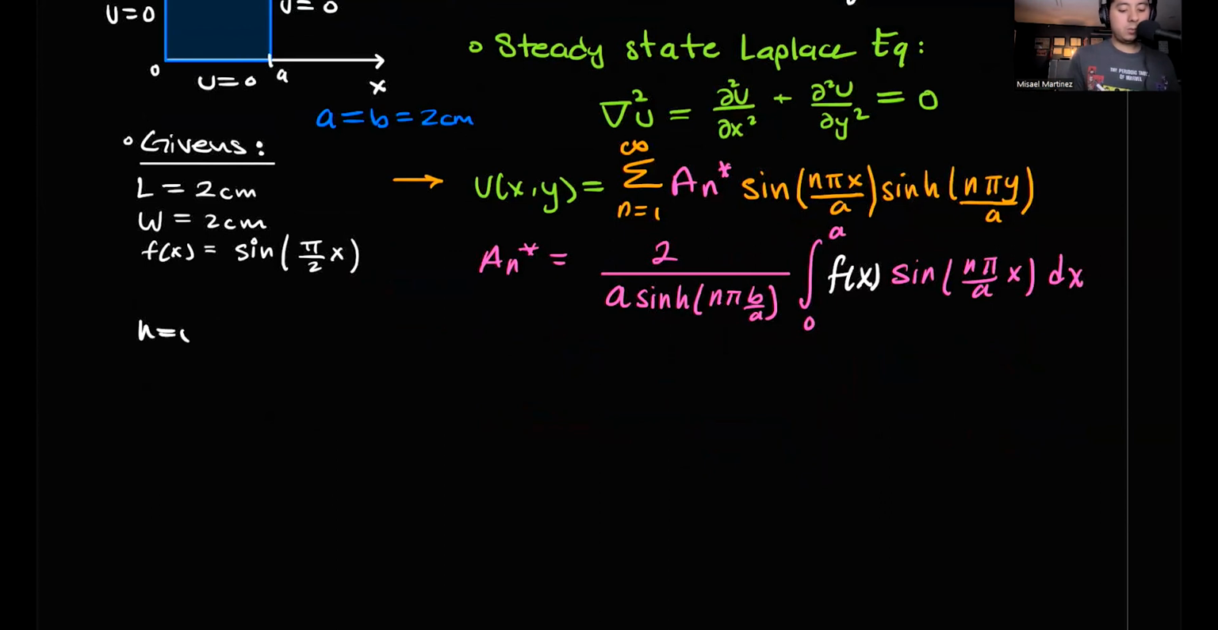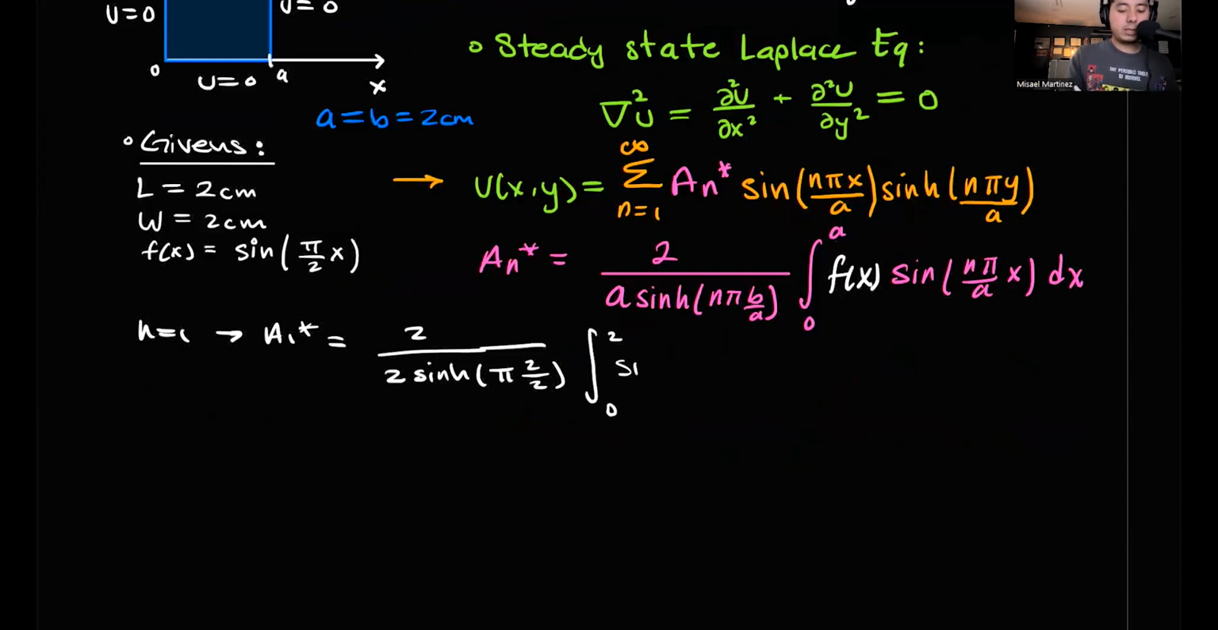At n equals 1, we get that A1 star is equal to 2 over a, which is 2, times hyperbolic sine of n, which is 1, so just pi, times b, which is 2, over a, which is 2. And this is the integral from 0 to 2, which is a, of f of x, which is sine of pi over 2 x, times sine of n, which is 1, so pi over 2 times x, dx.